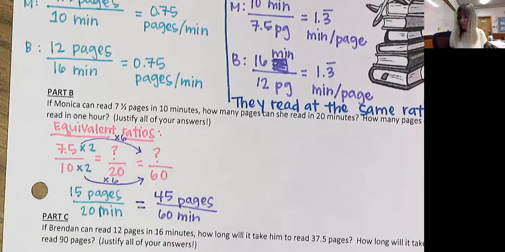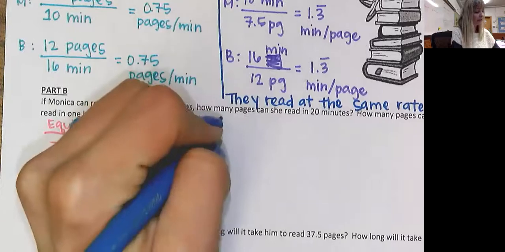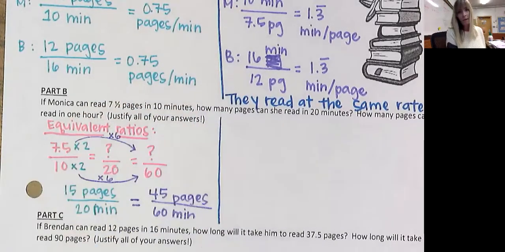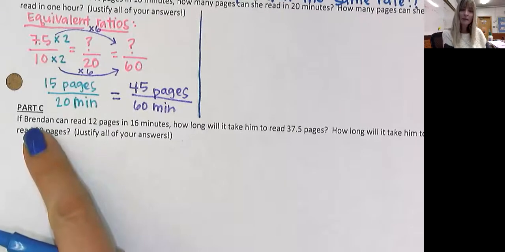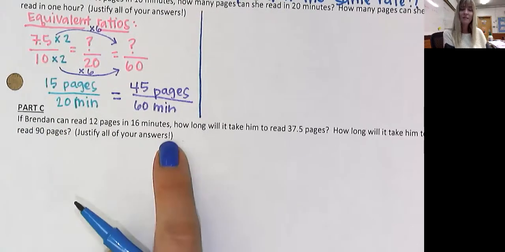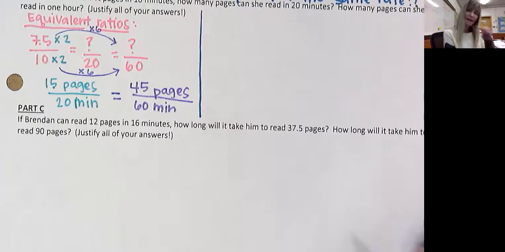They're all equivalent ratios. Now, here's the deal though. I'm going to show you one more way over here, but before I do, I'm going to show you why we need another way. Because check out part C. Part C says if Brendan can read 12 pages in 16 minutes, how long will it take him to read 37.5 pages? How long will it take him to read 90 pages?